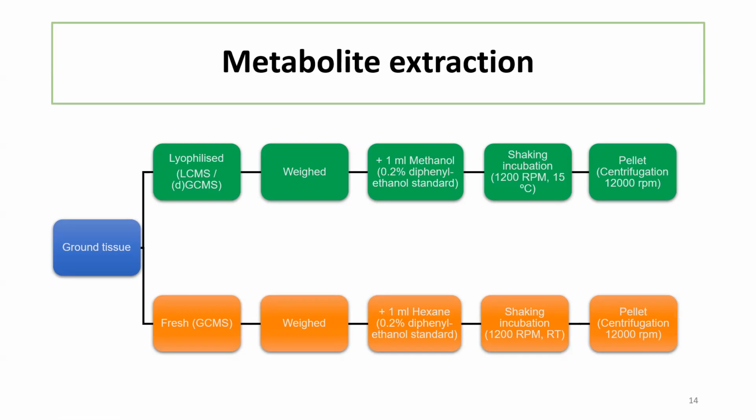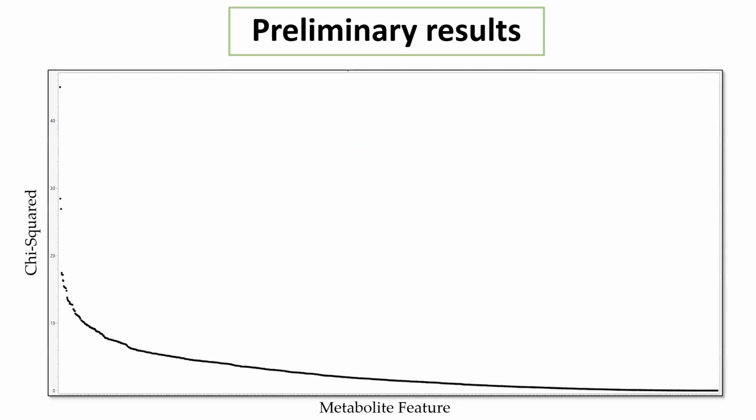And then we could store the supernatant with all our metabolites. So I mentioned that LCMS analysis we did. So we had about 1,200 features, actually bins.